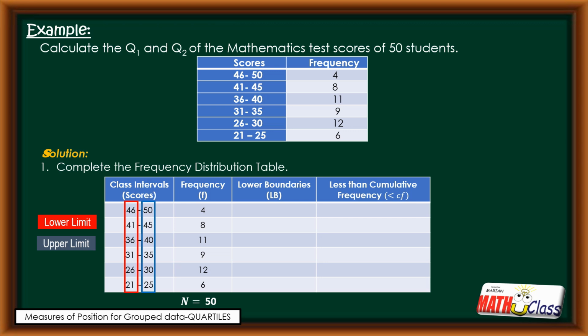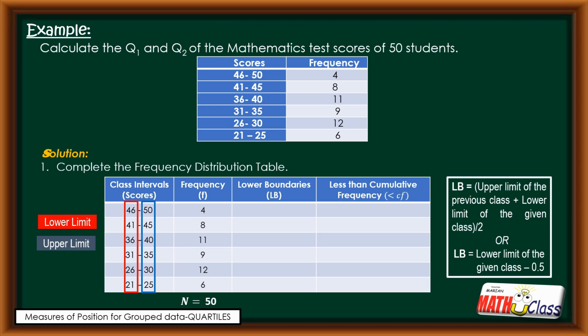Now, let us proceed to getting the lower class boundaries. LB, or lower boundary, is the sum of the upper limit of the previous class and lower limit of the given class divided by 2. Or in a simpler way, you just have to subtract 0.5 from the lower limit of the given class.